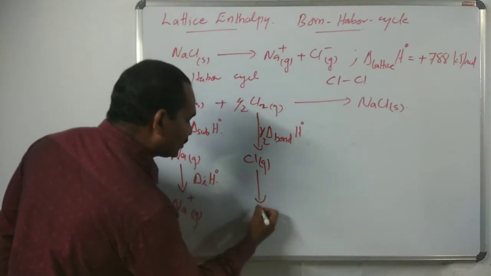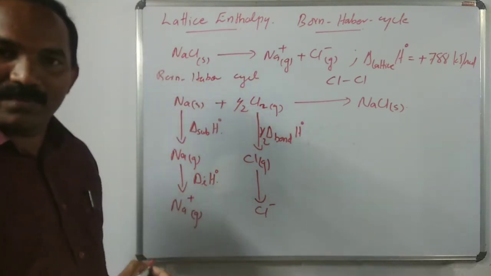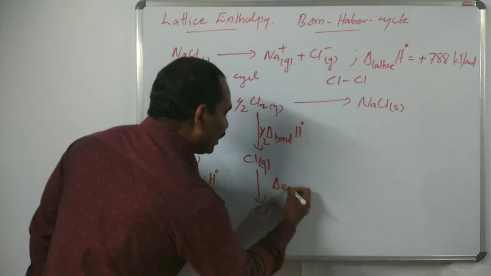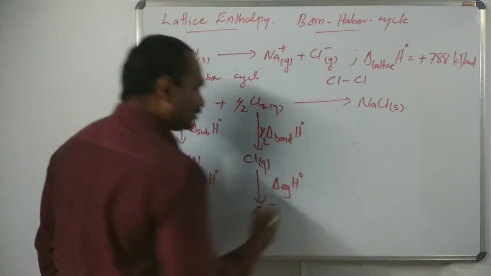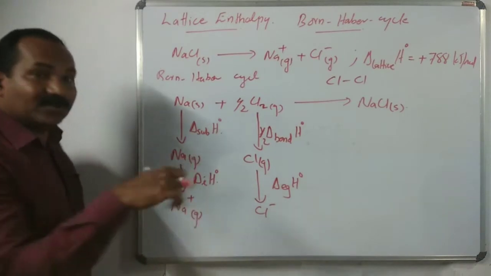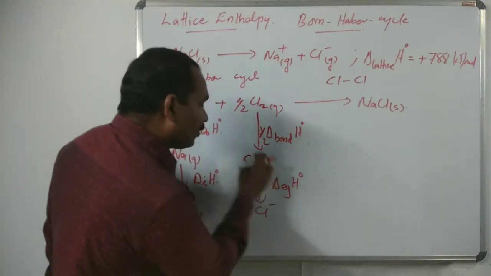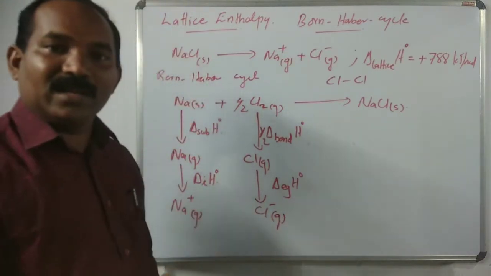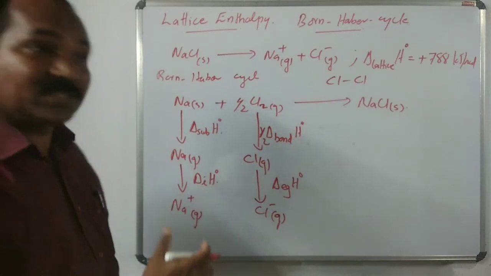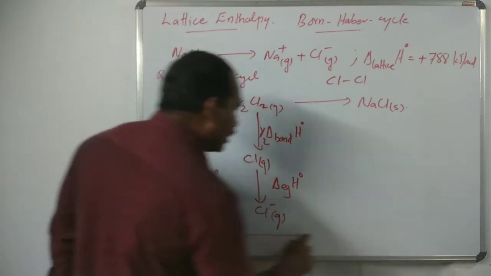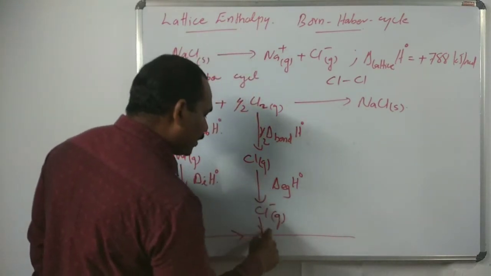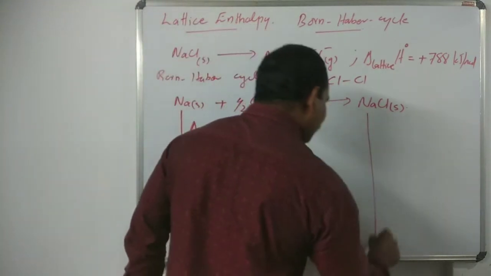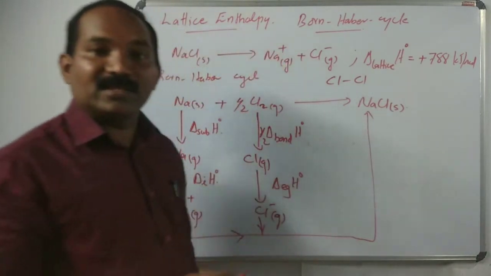Next, Cl is converted into Cl minus. That is electron gain: sodium loses 1 electron, and that electron is gained by chlorine gas, giving Cl minus gas. In the next step, Na plus gas and Cl minus gas combine to form NaCl solid.